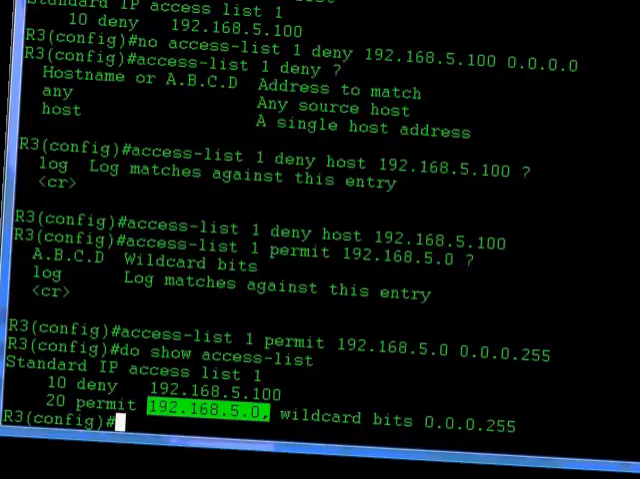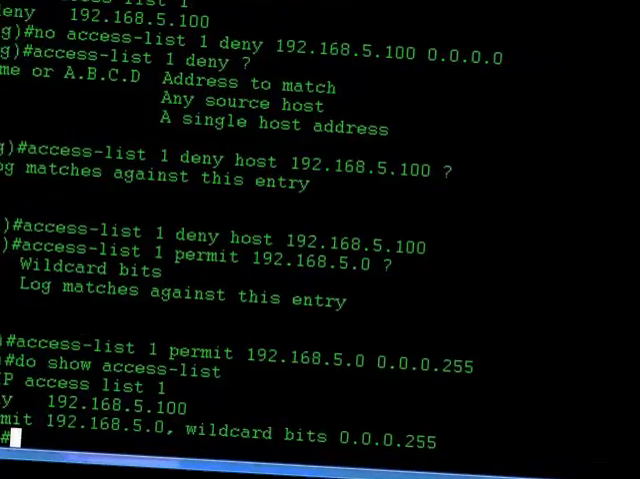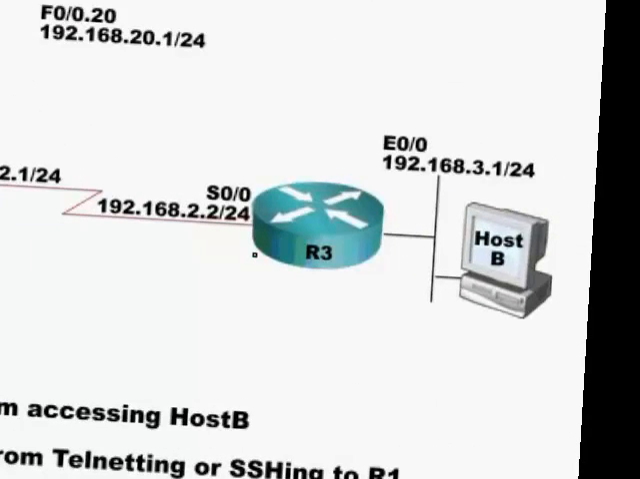Now that the access list has been created, this very simple access list, it must be applied. It's a separate command to apply the access list. The access list command is easy. Going back to the diagram, we're working with router 3. We need to know what direction we are working with.